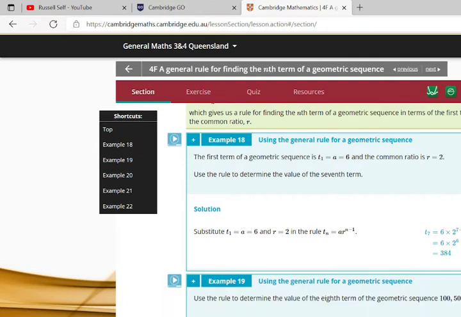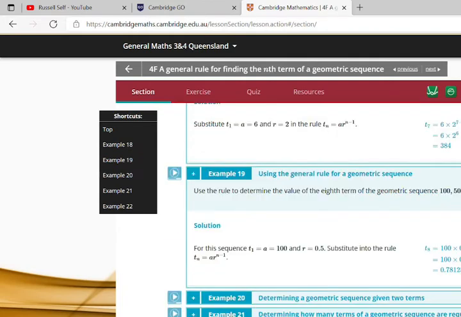Now, next, let's look at an example where we're having to actually find the rule, use the rule to determine the value of the 8th term of the geometric sequence, and then they give you the geometric sequence. So first we need to find A and find R, our common ratio. Now remember that finding A is easy. It's just the first term of the sequence. So A in this case is 100, the first number in the sequence.